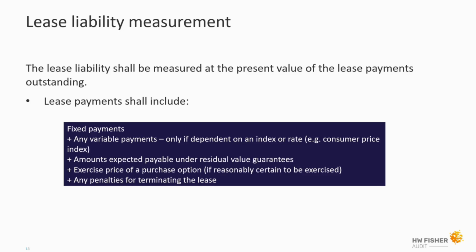Other areas to think about: amounts expected to be payable under residual value guarantees, or whether or not there is an exercise price for a purchase option. And again, coming back to that reasonably certain, it's going to be exercised. So is there a commitment to buy the asset at the end of the lease term? How much is that for? And if so, that needs to be included and discounted back, if it is reasonably certain it will be exercised. So those things should be included.